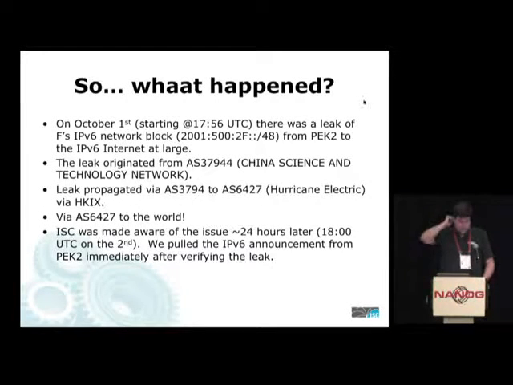So what happened? On October the 1st, at the time indicated, there was a leak of our IPv6 network block from PEK2 to the IPv6 internet at large. The leak originated from AS37944, which is the China Science and Technology Network, basically an R&E network. Actually, it was easy to find out because they are currently our only v6 peer. So the leak propagated from that AS to Hurricane over the Hong Kong Internet Exchange, and then from Hurricane to the world.